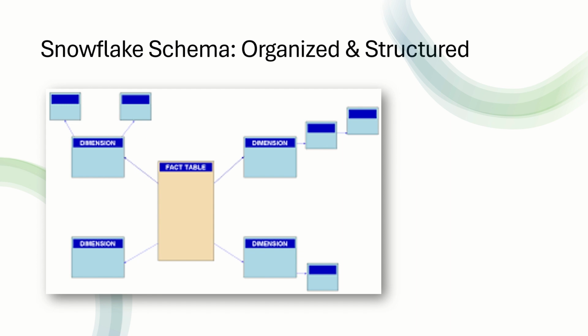So this is the high level view of the snowflake schema. You have a single fact table and dimensions connected to it, and in turn these dimensions are split into multiple dimensions. Wherever the data redundancy is there, it is split.